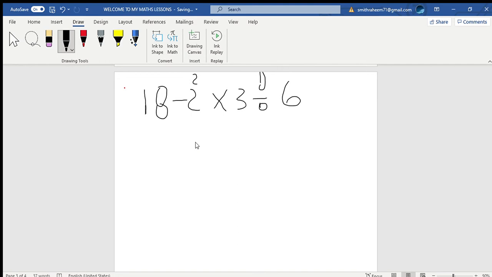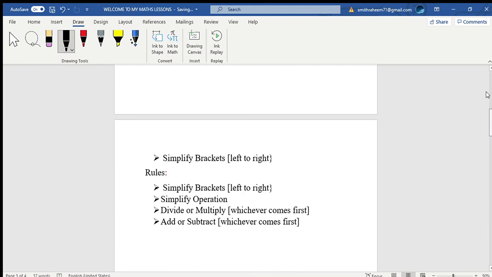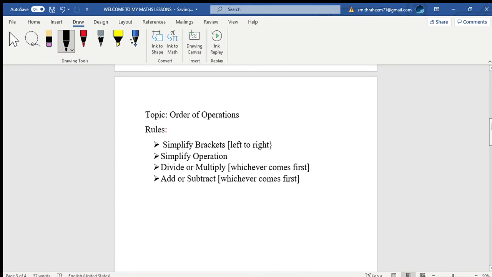Alright, so remember, we're going from left to right. Knowing that the rule stated that we should subtract last, and we should do the order of operations. Right, so let's see. Yes, so we're gonna start with the order of operations, which is the square, and then we're gonna divide and multiply, and in the last part we're gonna add and subtract.